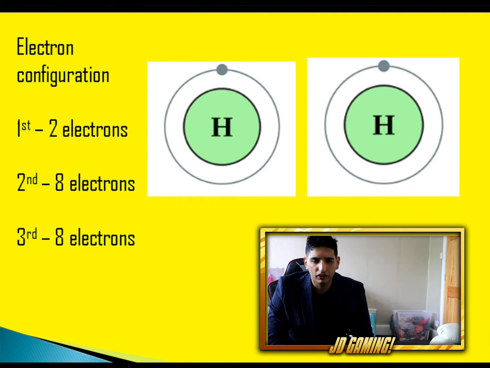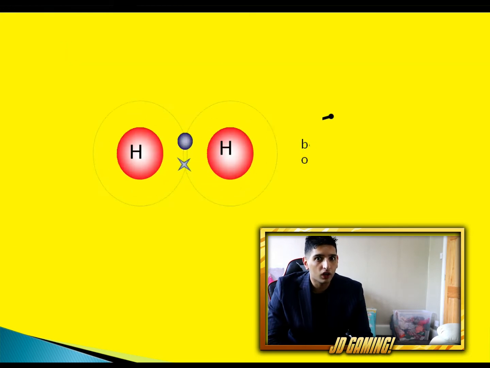Now this is a bit of a challenge question. Hydrogen has one electron and the other hydrogen has one, and the first shell can hold a maximum of 2 electrons. How can they have a full outer shell? Pause the video and have a go. If you can answer it right, that's fantastic. So think about it, they've got one each, so what can they do?